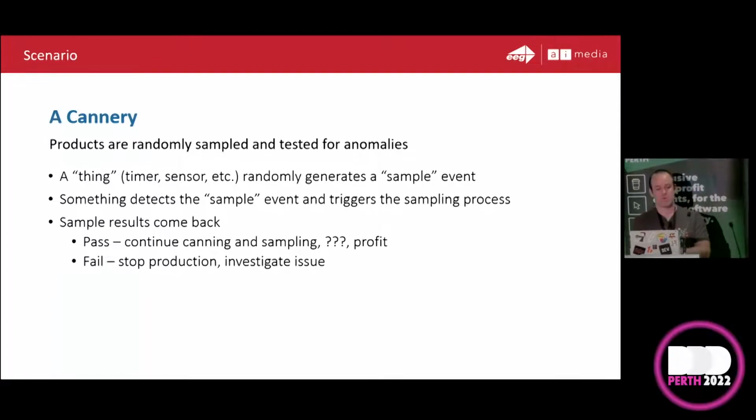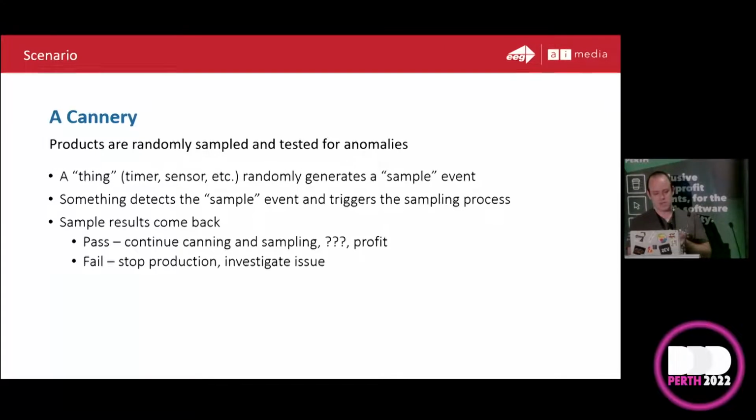So I wanted to talk through a scenario because I thought that was the best way to illustrate how we might go about designing better architecture diagrams. So I came up with a cannery. Don't ask me why, my brain works in weird ways. So products are randomly sampled as they go along the conveyor belt. They're tested for anomalies, and we take some action.